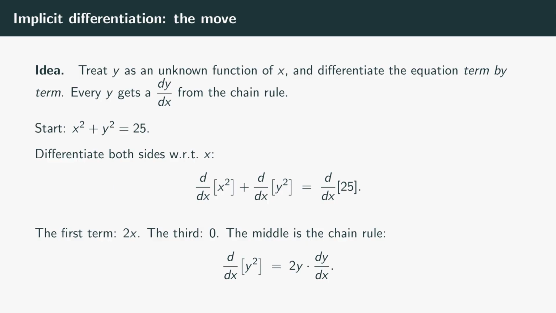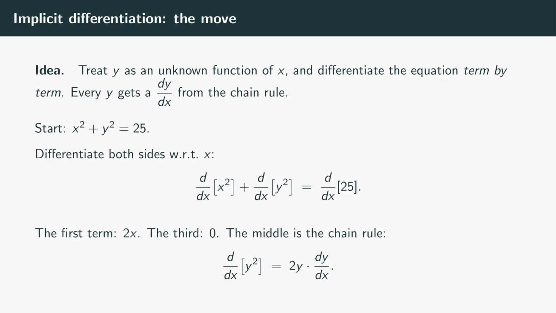Here is the move. Treat y as some unknown function of x. We don't know the formula, we don't need the formula, and we just differentiate the equation, term by term, with respect to x. The equation x squared plus y squared equals 25 holds for every point on the circle. So whatever y is as a function of x, the two sides remain equal as x moves. Differentiate both sides. The derivative of x squared with respect to x is 2x, standard power rule. The derivative of 25 with respect to x is 0, it's a constant. The interesting term is y squared.